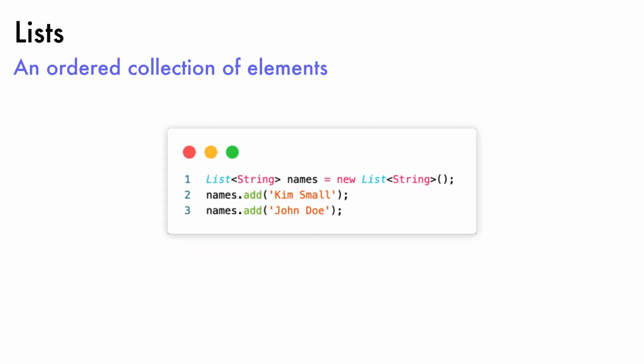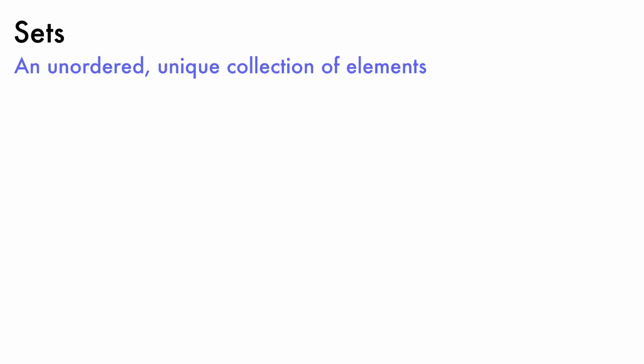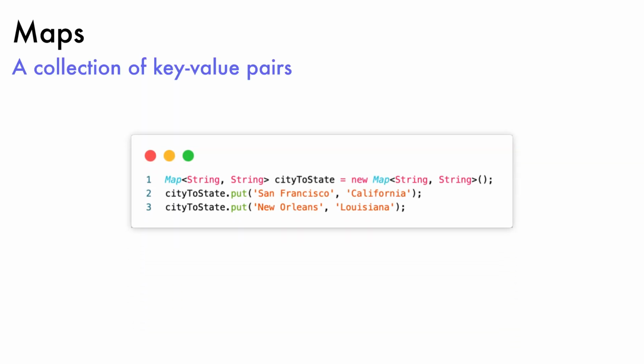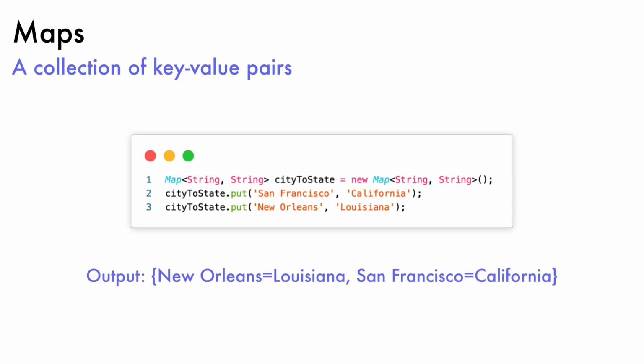Lists contain a collection of ordered values. So here I'm creating a list of name values. Sets contain a collection of unique values, meaning that you cannot store a specific value in the variable more than once. Here I'm creating a set of conference name values. And maps are a collection of key value pairs. Here I'm creating a map of cities to states, where values like New Orleans can be mapped to Louisiana.